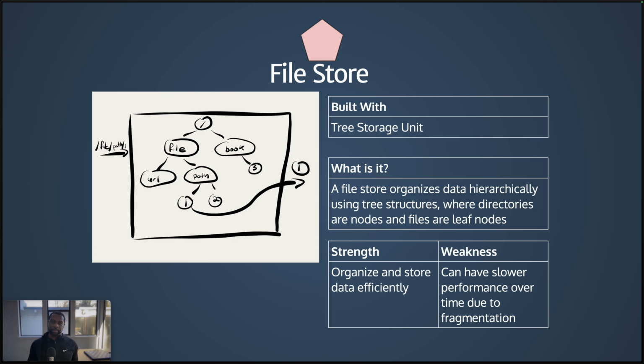So you have the ability to save raw data here. The strength is that it organizes and stores data efficiently. It's very good at putting lots of data in. It can organize it. You can find it through folders. Sometimes it has the ability to search through that as well. However, the weakness is that it can have slower performance due to fragmentation.